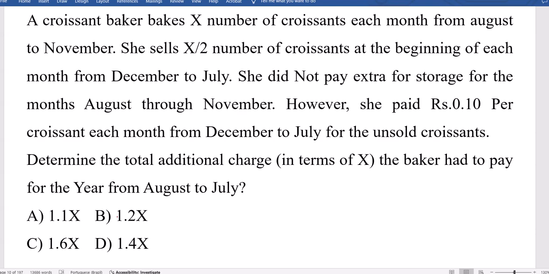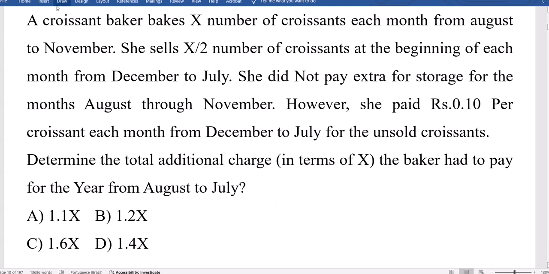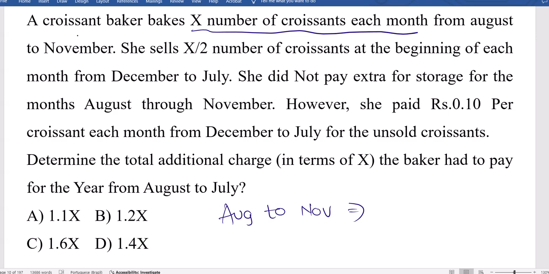So now what is totally prepared? First we'll go for August to November, prepared, then we'll go for selling. I'm simply considering it's like cakes. Number of cakes from August to November: how many did they prepare? X number of cakes each month. August x, then September, October, November. So totally 4x prepared, and you are not paying anything for storage. They clearly mentioned should not pay anything from August through November for storage. But from December onwards, you are starting the sales, you need to pay for the storage.